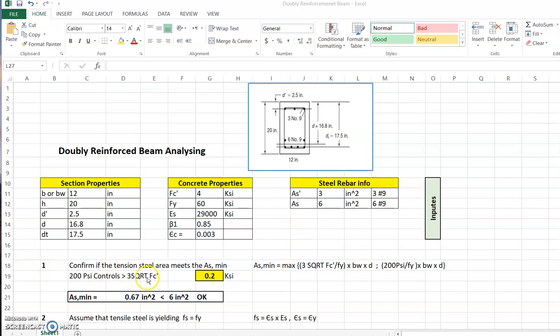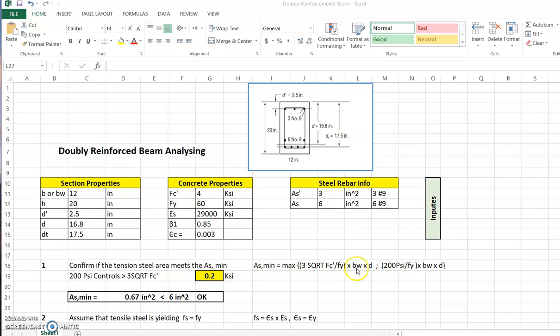So our step number 1, first we have to confirm that the tension steel area meets the minimum requirement, or AS min. These 6 steel rebars have to meet the minimum requirement. So this is the equation for the minimum requirement, where AS min has to be the max of 3 square root of FC prime over Fy multiplied by BW multiplied by D, or 200 psi over Fy multiplied by BW multiplied by D.